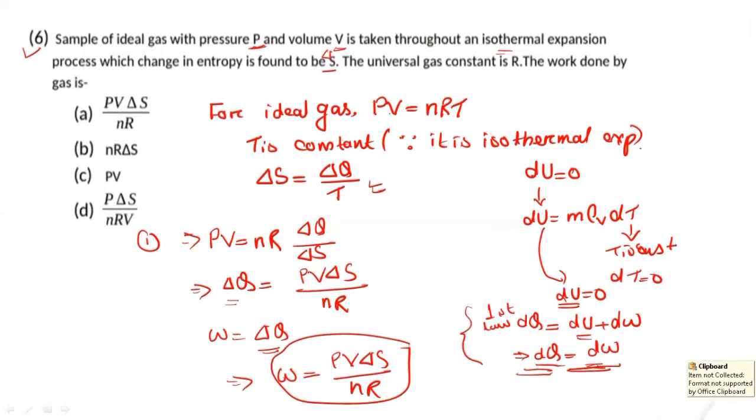So it is very simple. First you need to write the ideal gas equation. Isothermal expansion is mentioned here, that means temperature is constant. The change in entropy formula we have written. From this equation we are taking out the value of temperature and substituting it in equation 1. And then we are finding del Q is equal to del W, taking the conditions given, and finally we have that the work done is equal to PV del S by nR. That is, the correct option is Option A.